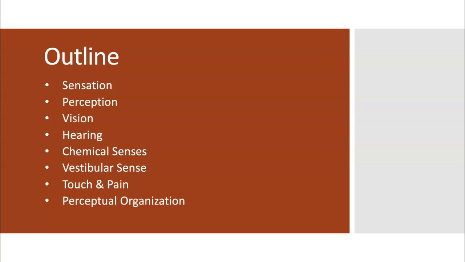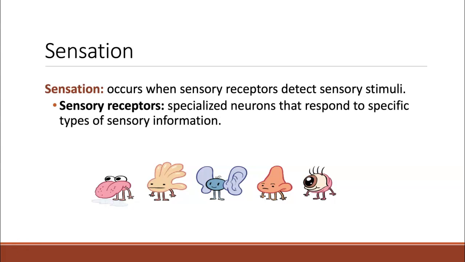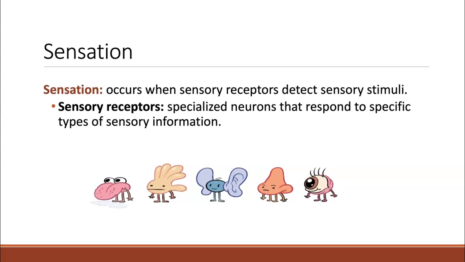We're then going to focus on vision primarily and how vision occurs. We'll then discuss hearing and then a couple of other senses. So our chemical senses, which is taste and smell, our vestibular sense, which is essentially our sense of our body in space and our balance. We'll talk about touch, we'll talk about pain, and then we'll look at how we organize information in our mind, which is perceptual organization.